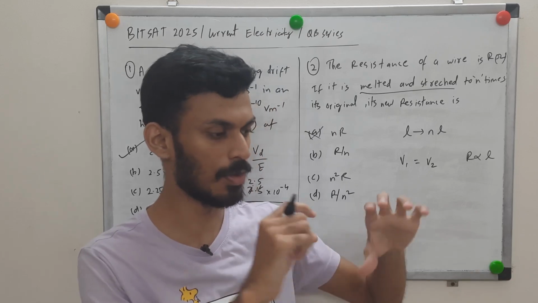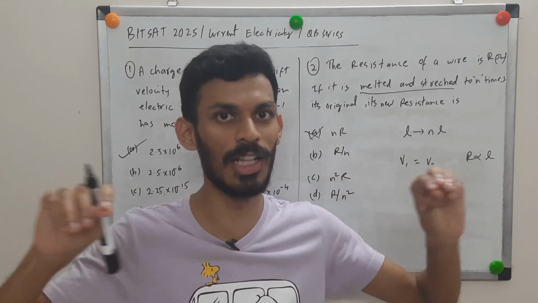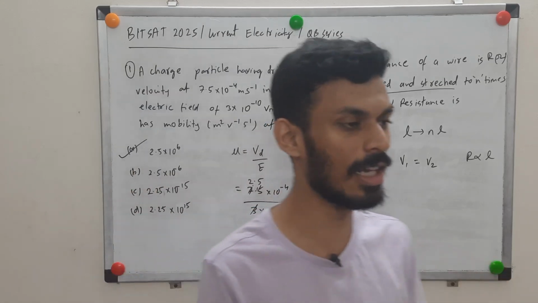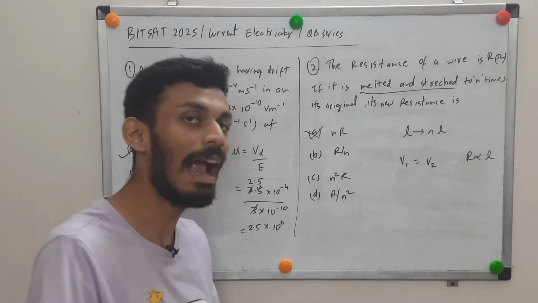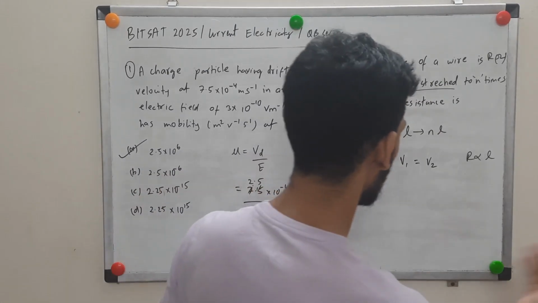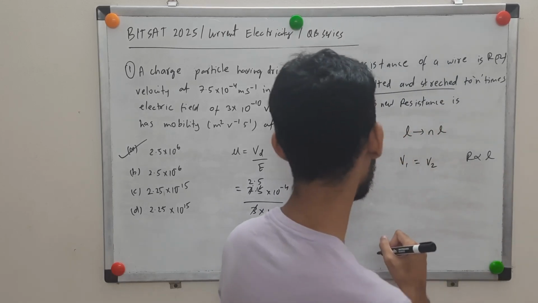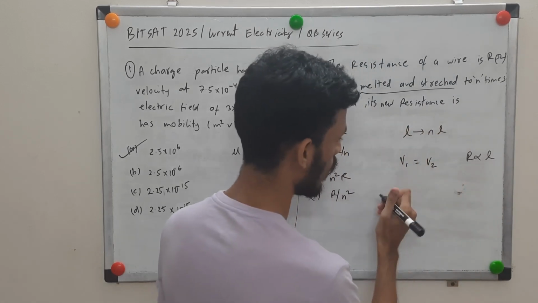You can imagine it. If you have a wire this big, when you stretch it, its length is increasing, but the cross section area will decrease. The length is increasing at the cost of cross section area. So the area is also decreasing and length is increasing. So resistance will increase more, not just n times. Let us see this from an equation.